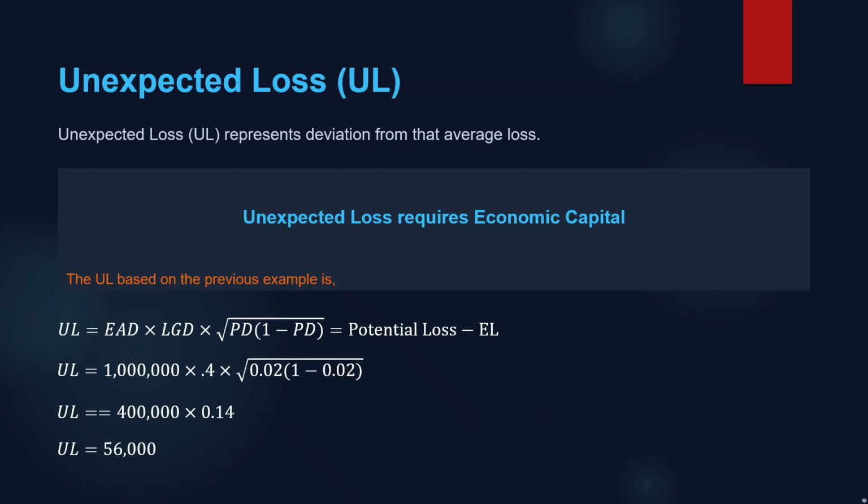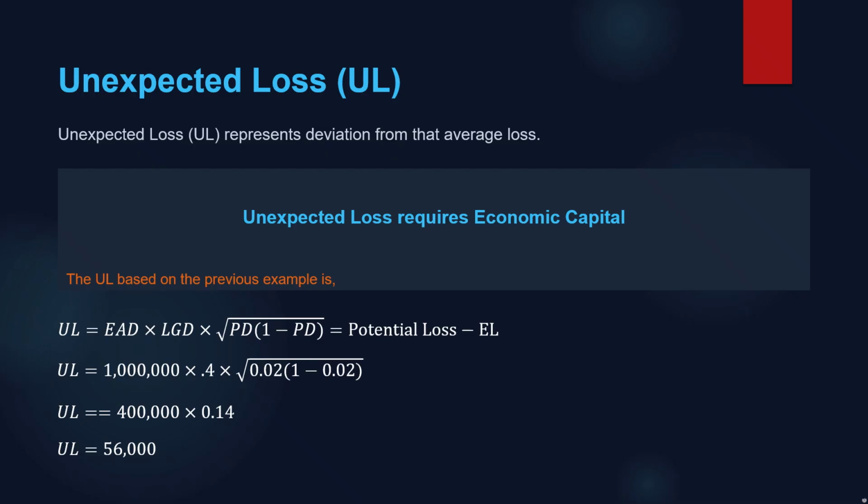Now let's move to unexpected loss, or UL. While expected loss represents the average, unexpected loss represents deviation from that average. It is the volatility or uncertainty around expected loss. Think of it this way. If I flip a fair coin 100 times, I expect 50 heads, but I might get 45 heads or 55 heads. That variation is like unexpected loss.